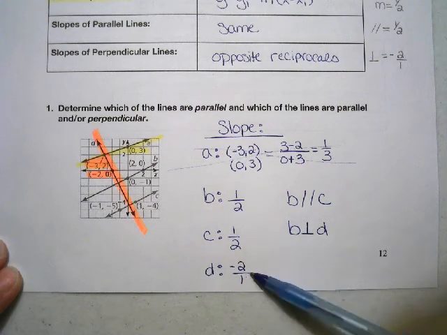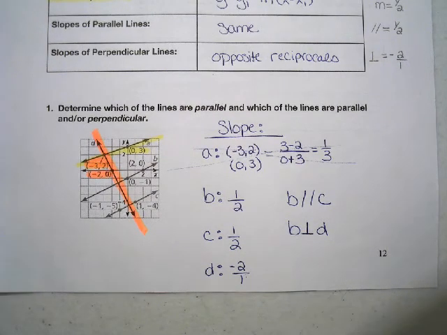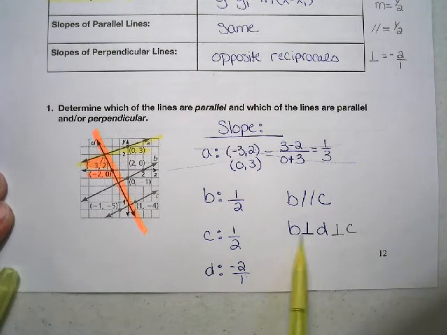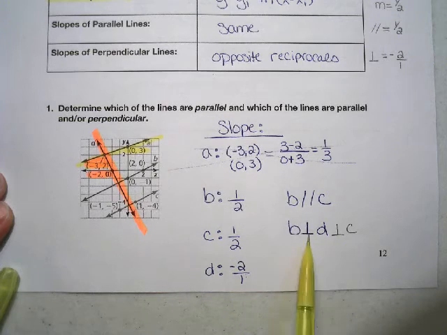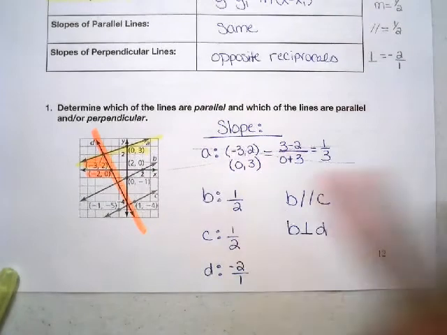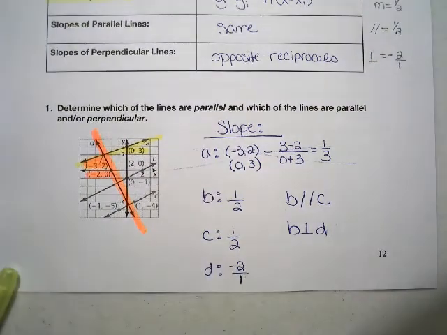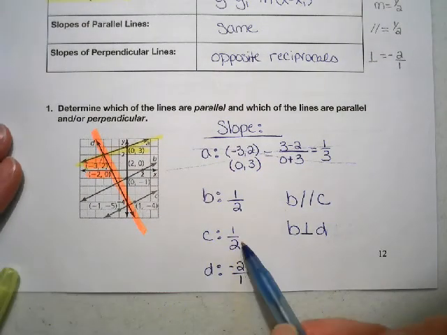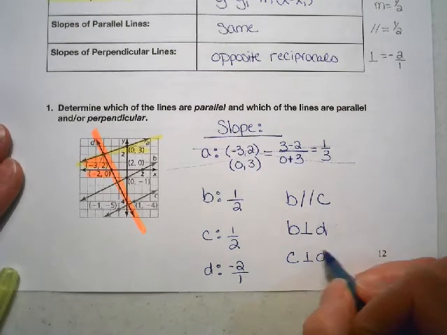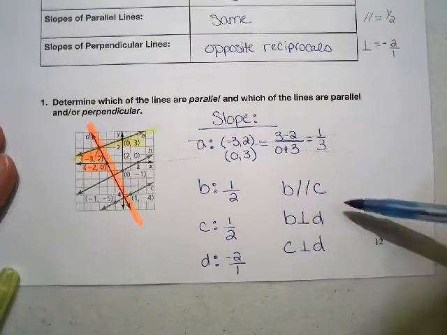I'm also noticing that C is opposite reciprocal. Now what you don't want to do is go like this, because that tells me all three of them are perpendicular, and B and C are not perpendicular to each other. So you don't want to do a big string of perpendicular. You want to do them individually. So notice C is also perpendicular to D.